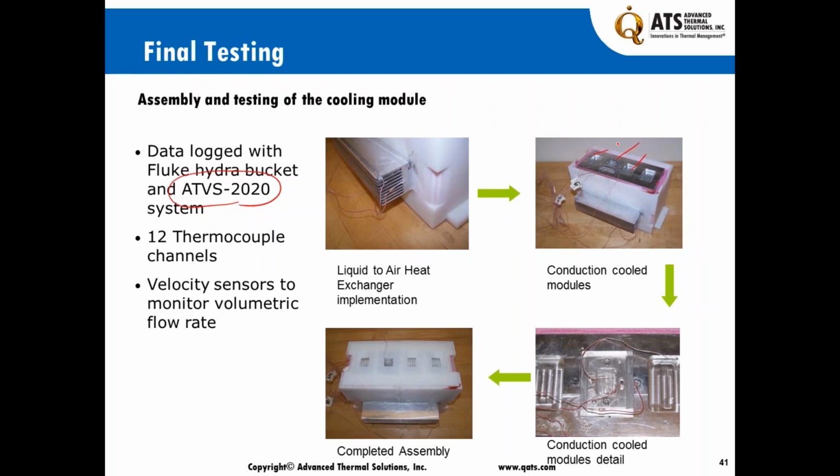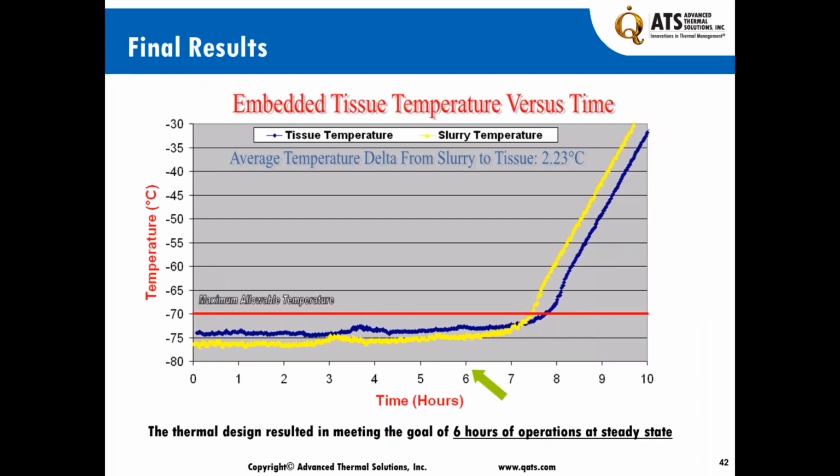You can see the heat exchanger sticking out on the side, where the other side of it was embedded into the slurry, and we use the velocity sensors to monitor the volumetric flow rate and make sure that our calculations that we've done a priori meets the design requirement. So the good news was the final result was that we met the requirement, actually exceeded the expectation of the design. And remember, the objective was this red line here at minus 70 degrees for 6 hours.